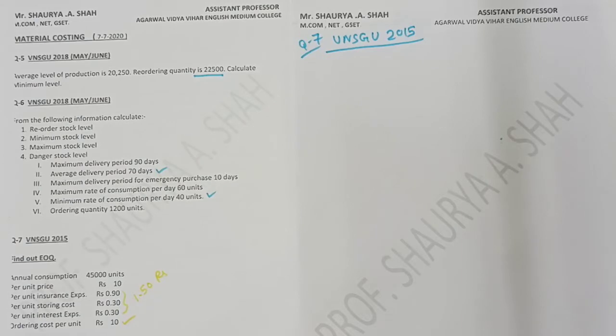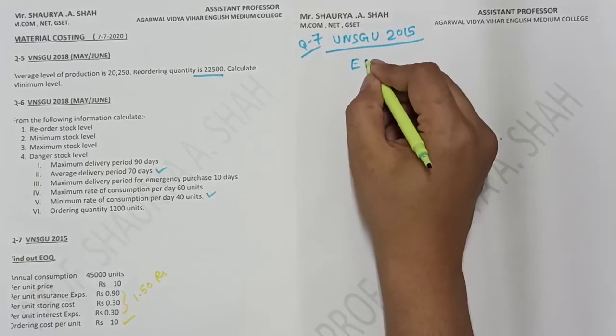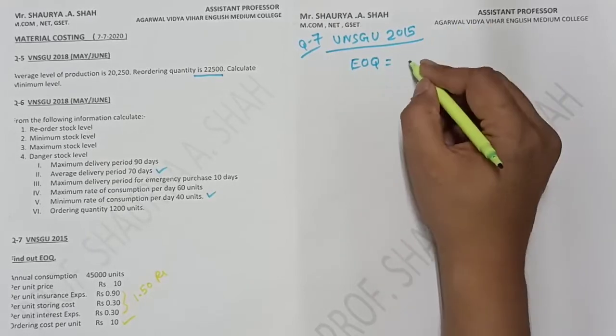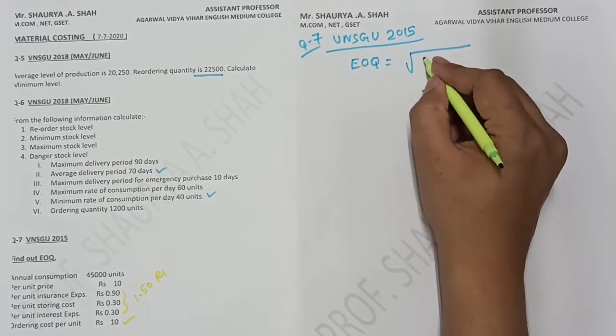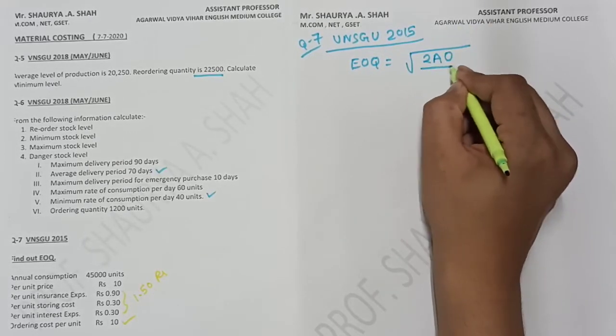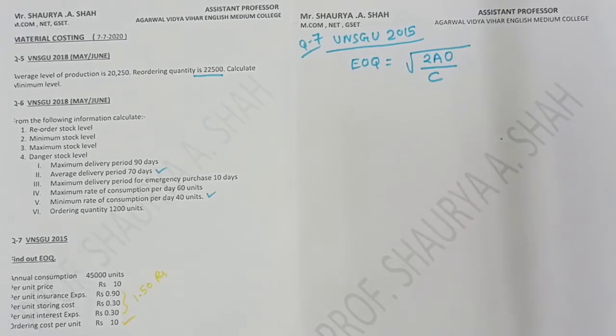I'm writing the formula for you people. Then you can put the figures in that formula. What is EOQ? EOQ is the square root of 2AO upon C. In the last sum, if you remember, students, we changed the formula to 2AO upon CP, because the percentage of the price was given, right? So we had written that in that particular part.